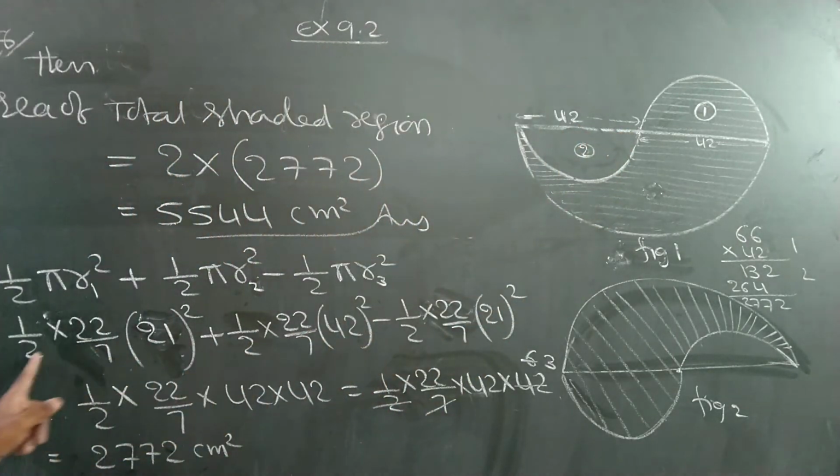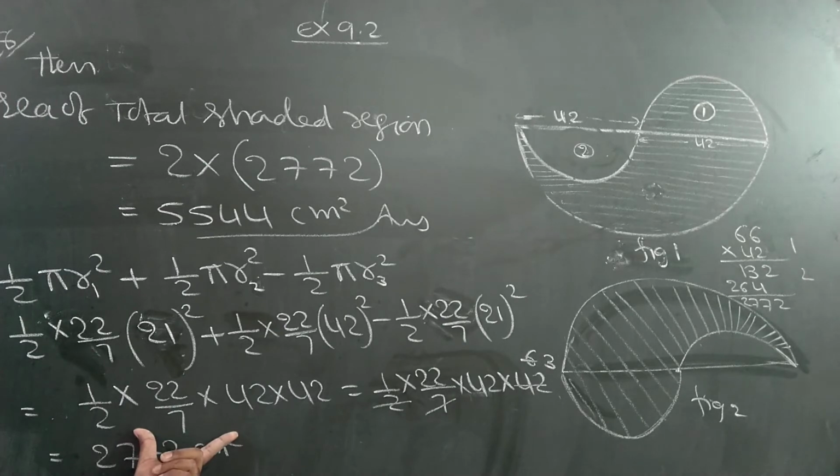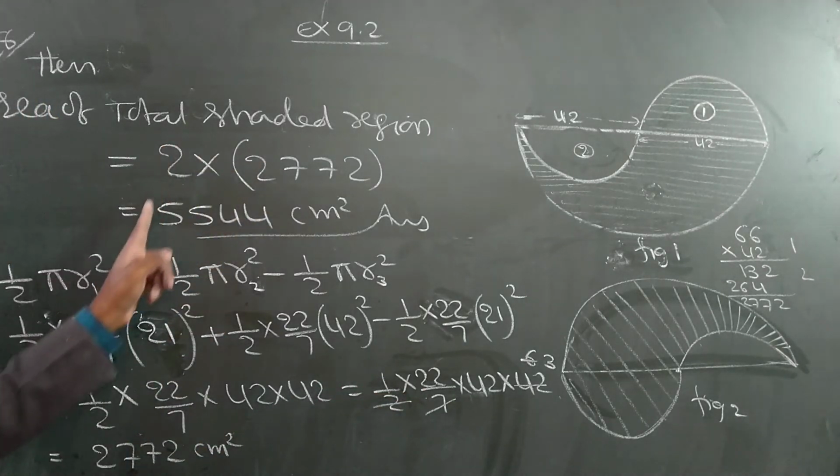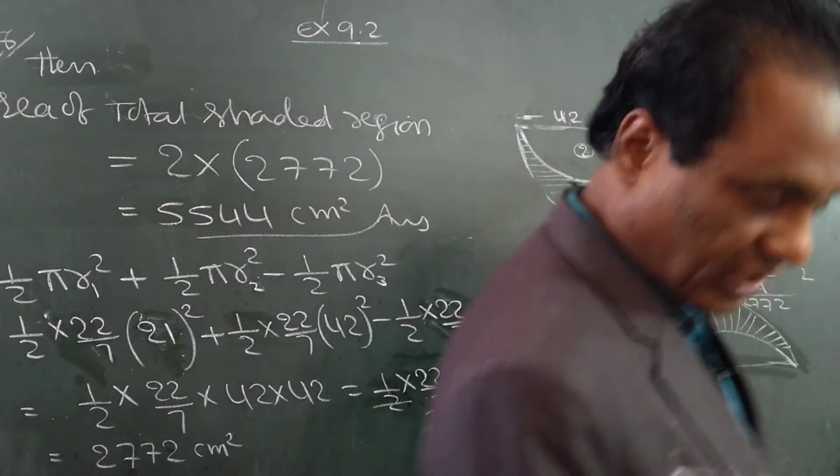This is minus, this is plus, both are equal, so this and this get cancelled. This will be the remaining. After simplification, 2772 multiplied by 2 is 5544. Completed. Students, it is over.